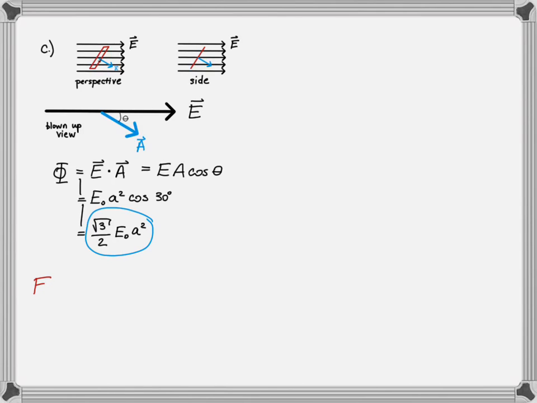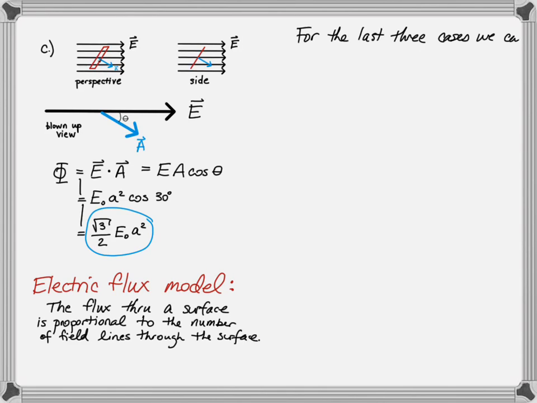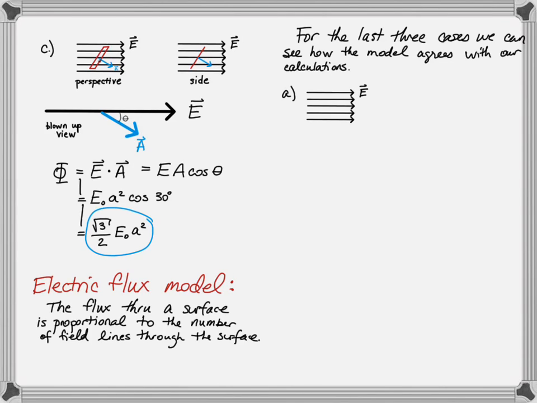I also wanted to talk about a model of the electric flux where you think about the flux through a surface as proportional to the number of field lines that go through the surface. So that's kind of why I was saying earlier that the field line model could be very helpful. So let's think about that model in the context of the last 3 examples that we just did, and we'll see that it's consistent.